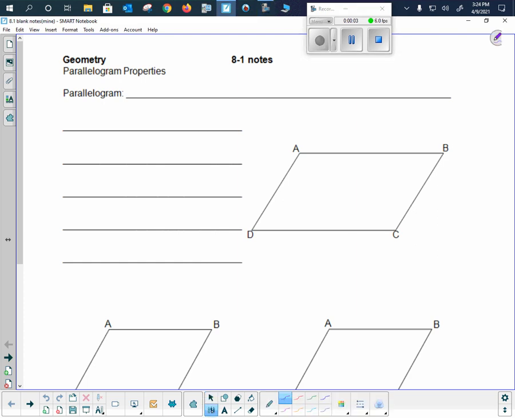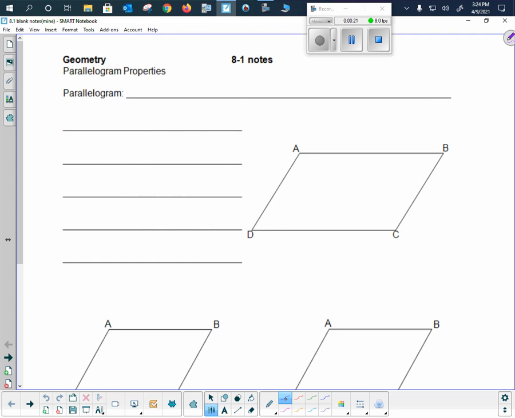So in chapter 8, we're moving on to quadrilaterals. Quad means four-sided shapes. We're moving away from triangles for a little while, but don't worry, they're coming back. We still need to keep up on them, but we're going to move to a few other shapes.